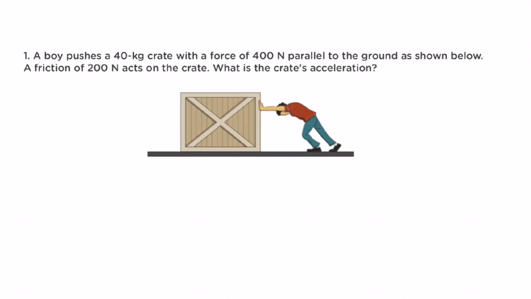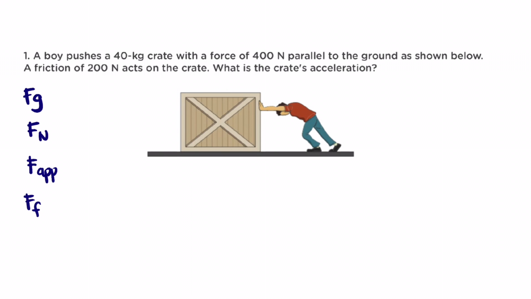The first thing that we're going to do in solving problems related to Newton's second law of motion is to identify the forces so that we could do the free body diagram. So in this situation, we have the force of gravity, Fg. We have the normal force, or the force exerted by the ground on the crate. We have the applied force, which is the force of the person on the crate. And we have the force of friction.